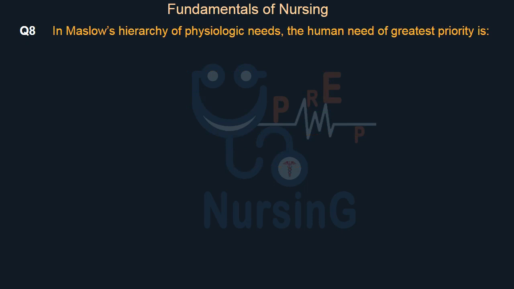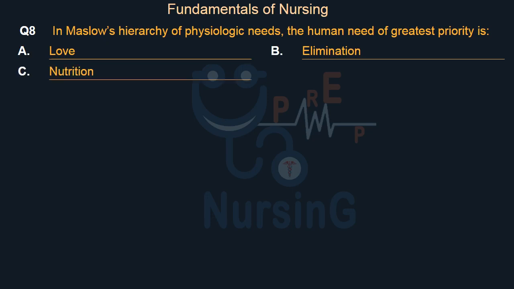In Maslow's hierarchy of physiologic needs, the human need of greatest priority is: Option A. Love. Option B. Elimination. Option C. Nutrition. Option D. Oxygen. Right answer is option D.